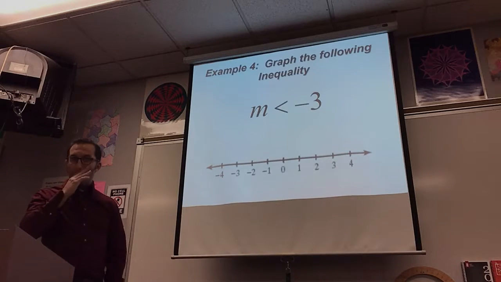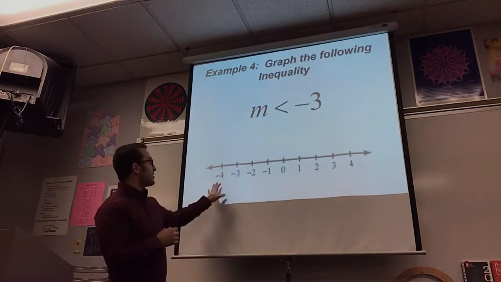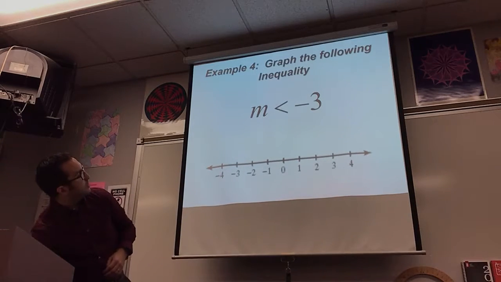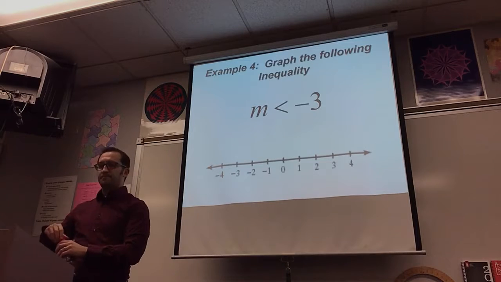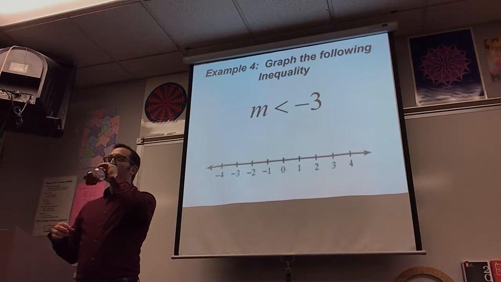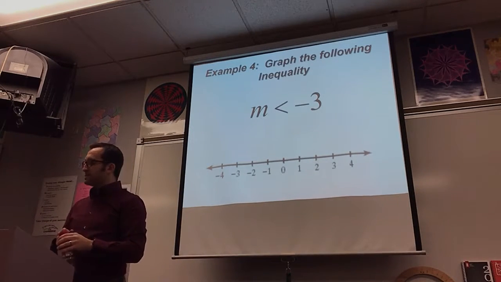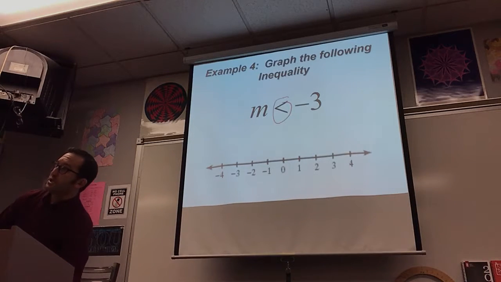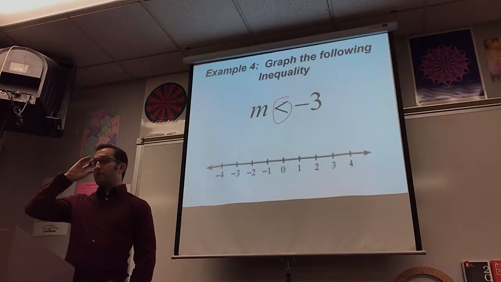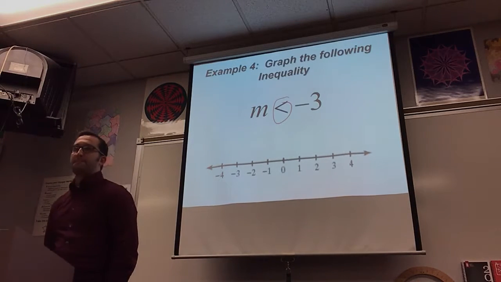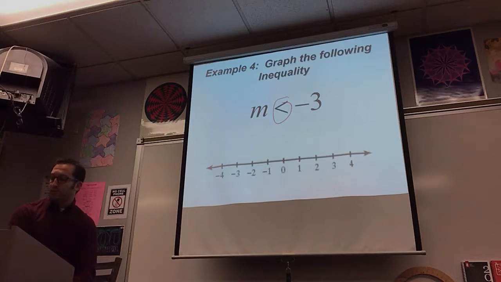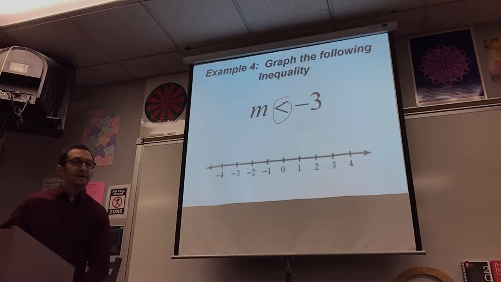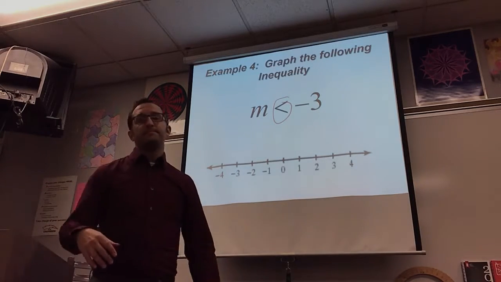Okay? So some things to look for. We've got our graph, we've got our inequality. Can someone read this inequality out loud for us? Jack, can you read that inequality out loud? M is less than -3. Good. So what you want to do is identify the shape here. Look up at the graph, look up at the table that you made at the top. That symbol is what? Less than.